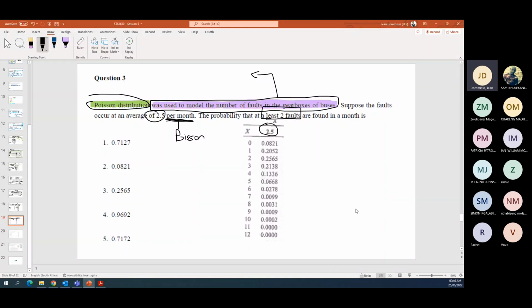So what does at least 2 mean? That is now open to the audience. What does at least 2 mean? No less than. Cool. Okay, no less than. So at least 2, so 2 and more. Happy with that?